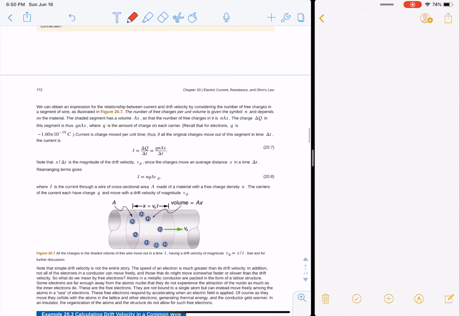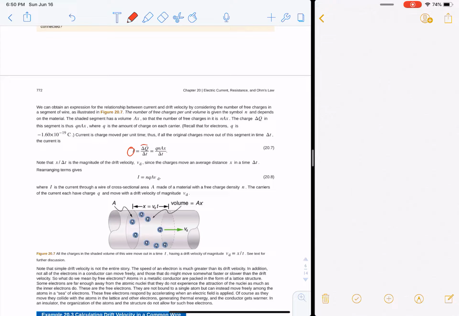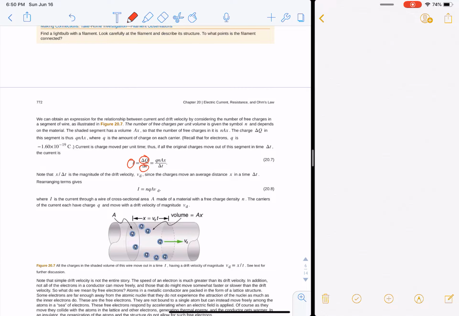Current is the change in charge over change in time. Now, you can take the charge on one of the carriers, times n, the number of charge carriers, times the area that they are traveling through, times the distance they travel over the time.